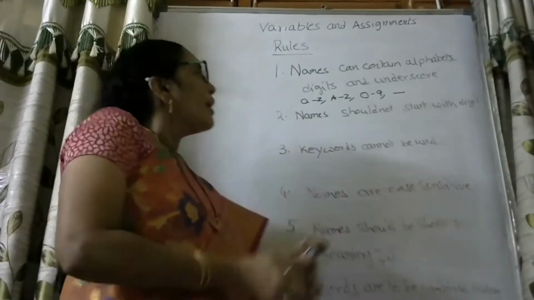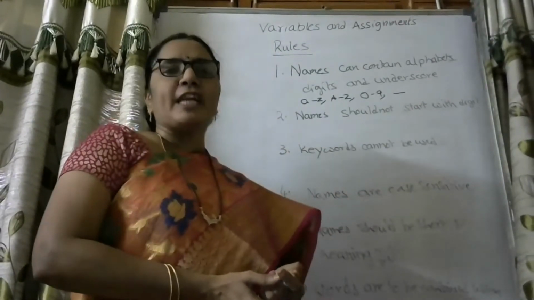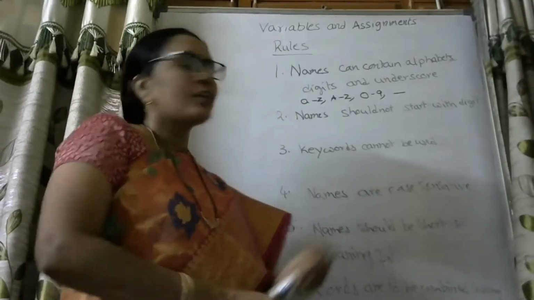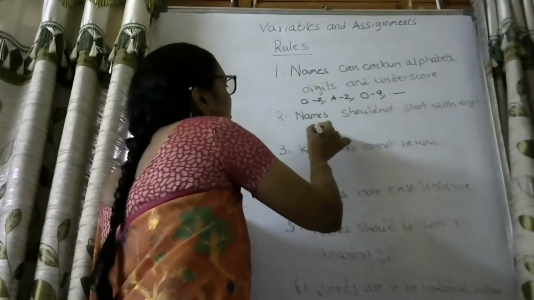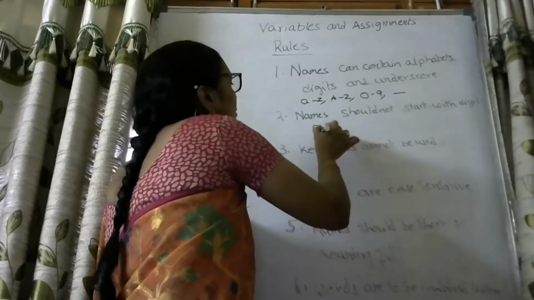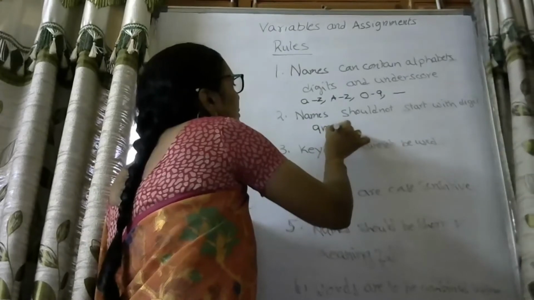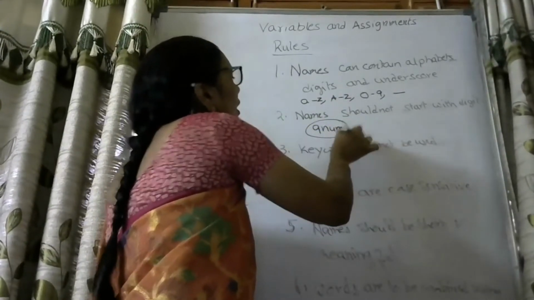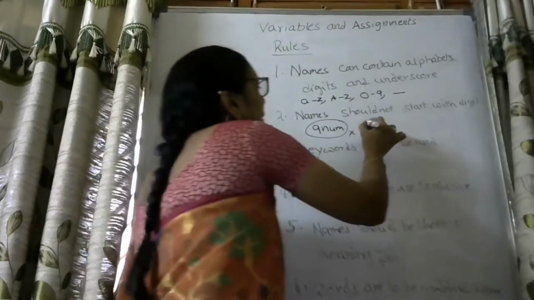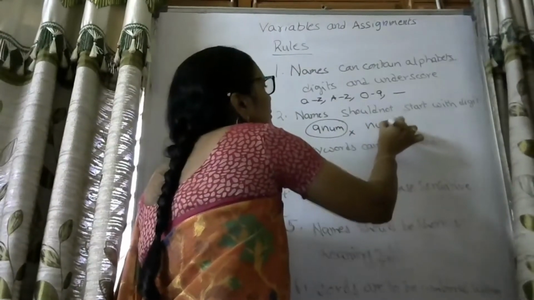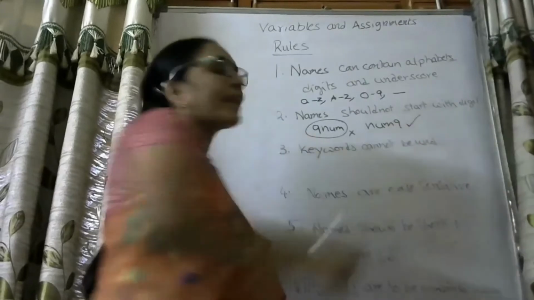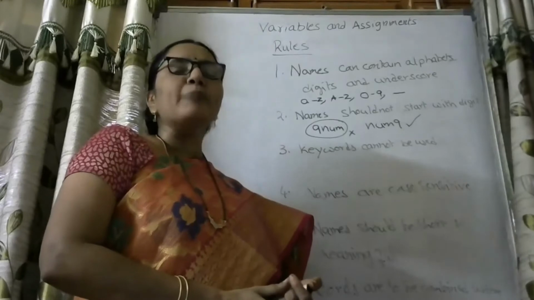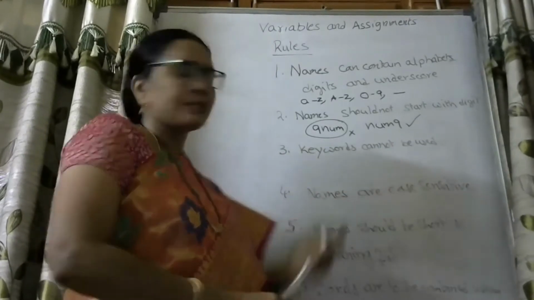Next, names should not start with a digit. If I write this, this is wrong, it can be this, this is right. So the name can contain digit, but the name should not start with a digit.